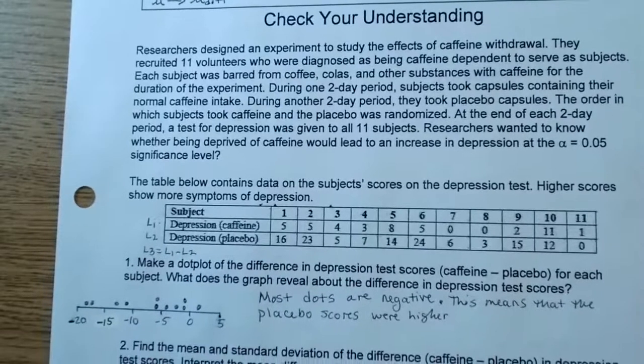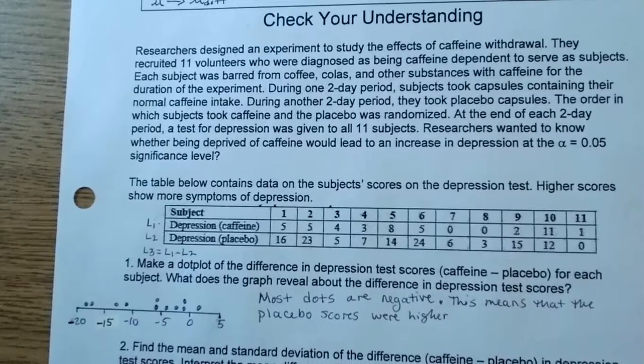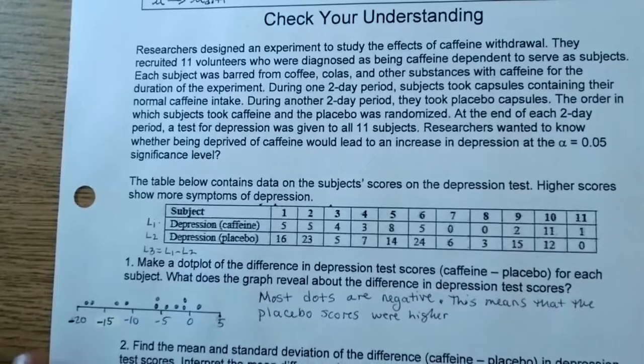groups. Okay. So the first thing we want to do to kind of look at the distribution here is make a dot plot of the differences in depression or test scores, caffeine minus placebo for each subject. What does the graph reveal about the differences in depression scores?